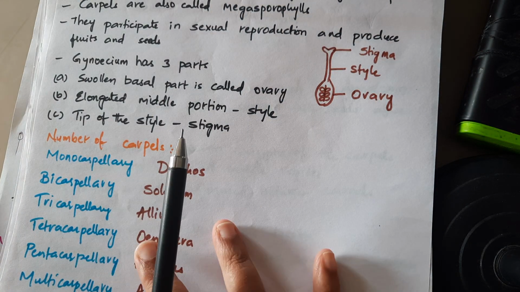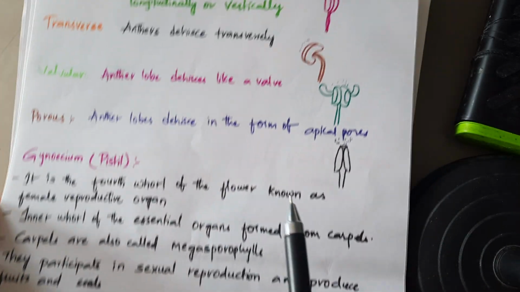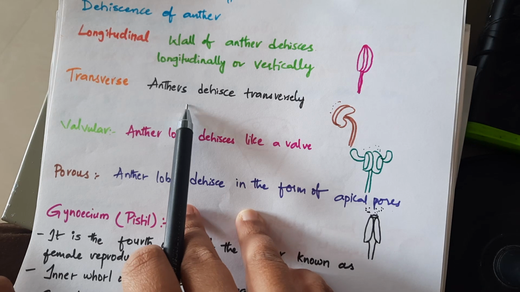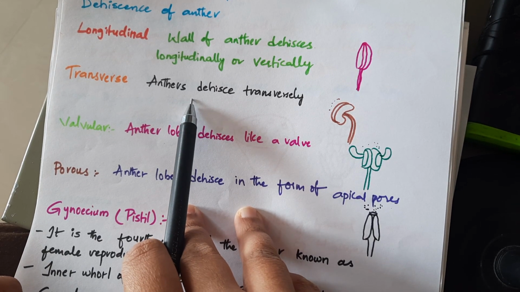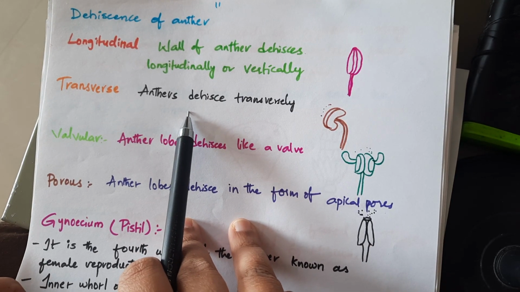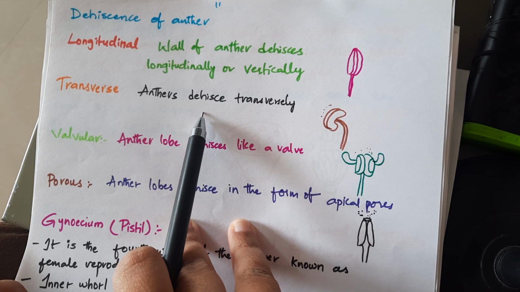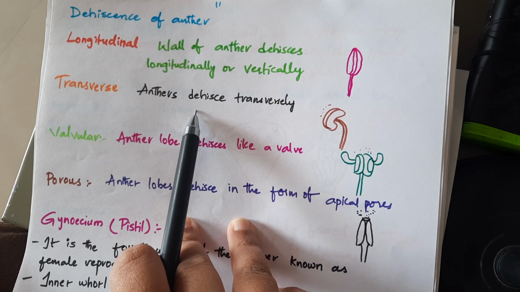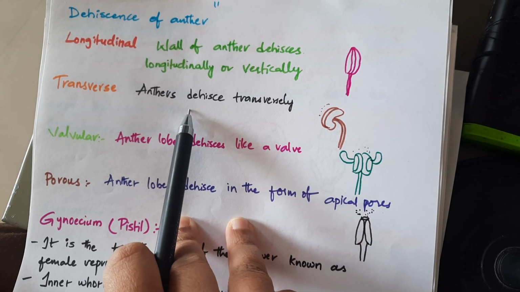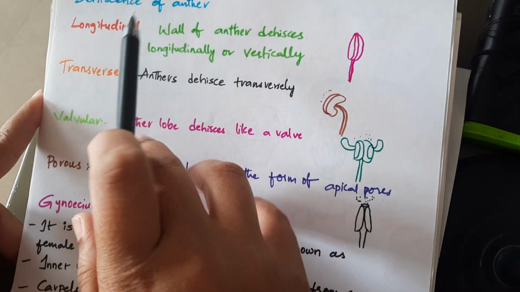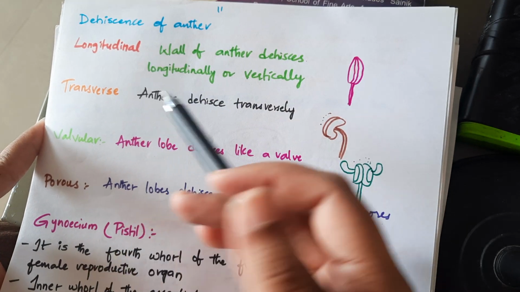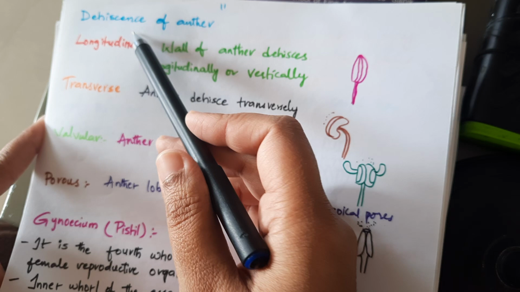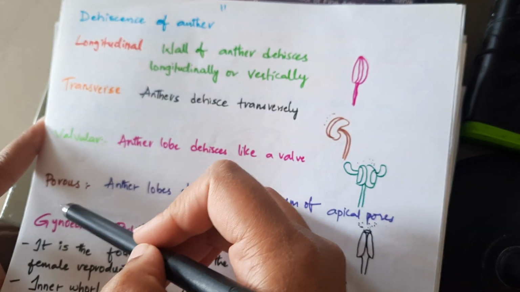Then coming to the next topic, dehiscence of anther. Here what happens? The anther produces the pollen grains, which are the male gametes. At the time of maturity, the anther wall dehisces. As a result, there is the release of the pollen grains. How does the dehiscence of anther take place? There are 4 types of dehiscence of anther. Let us see this one by one.